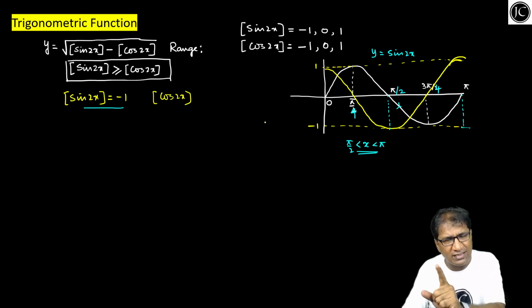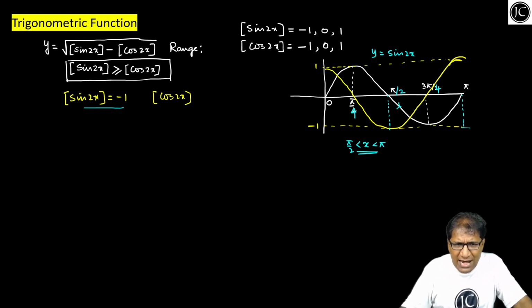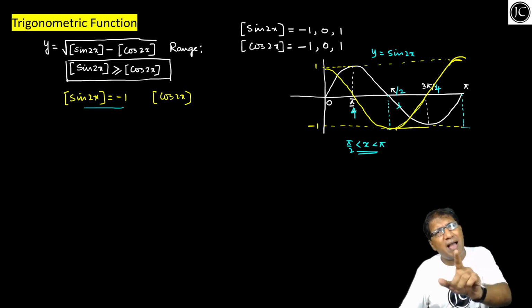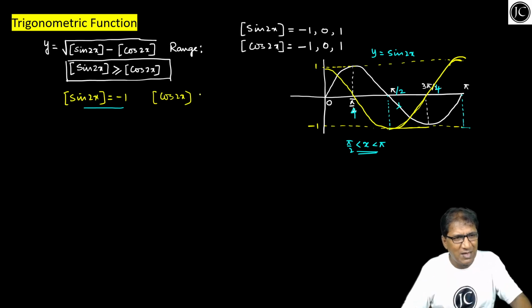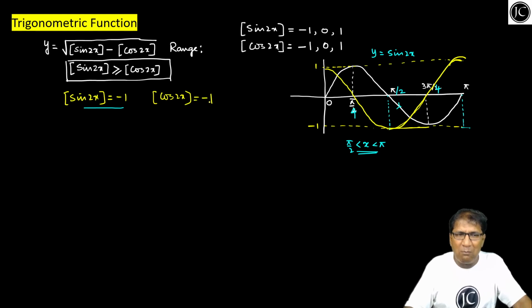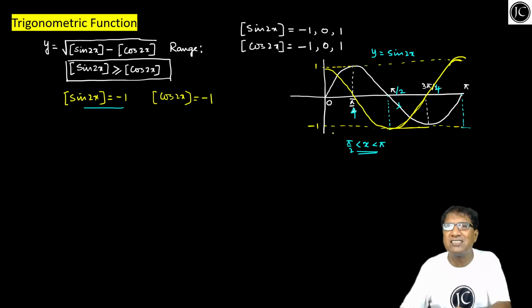सिर्फ cos 2x from pi by 2 to 3 pi by 4. Observe it carefully. From pi by 2 to 3 pi by 4, इसके अंदर all the values that cos 2x is assigning is between -1 and 0. मतलब here box of cos 2x will be -1, when x is lying between pi by 2 and 3 pi by 4.